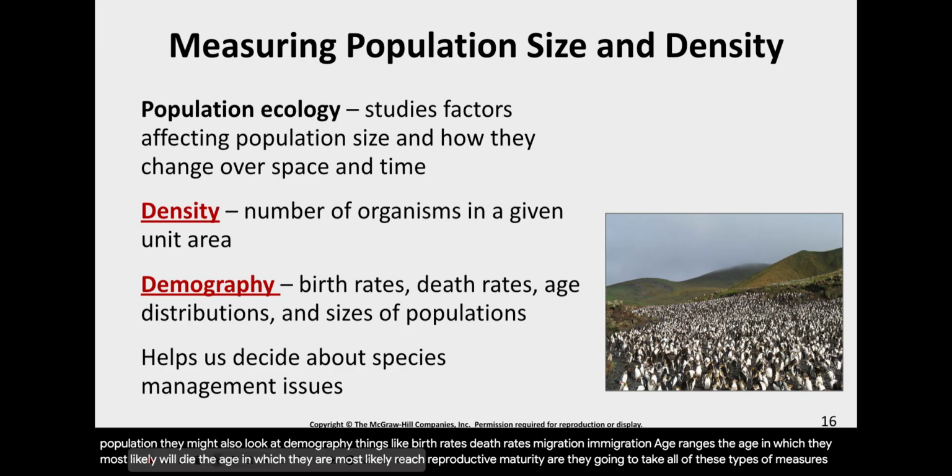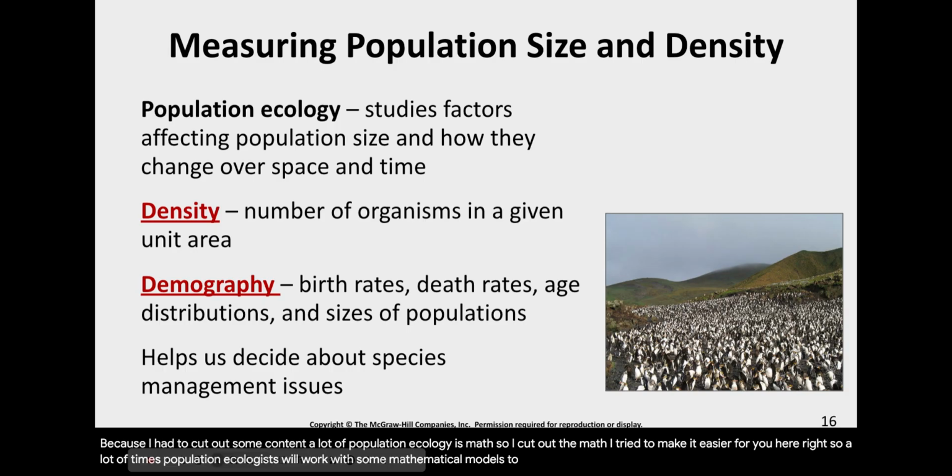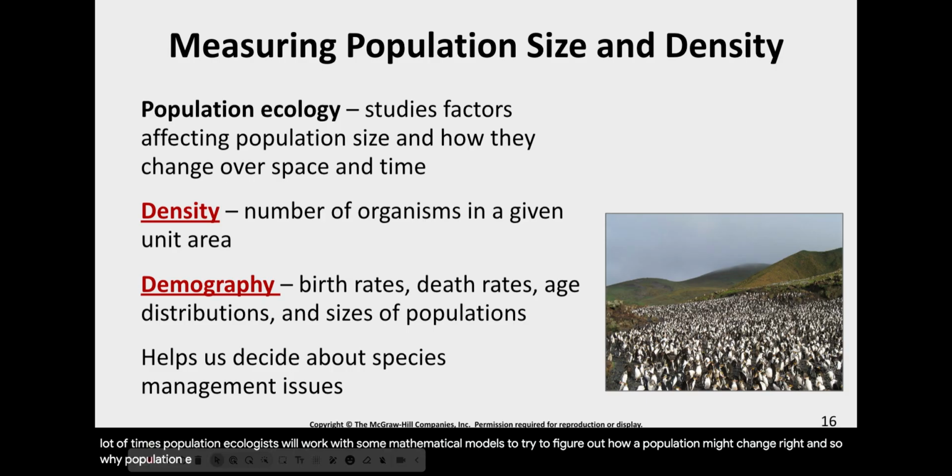And we're actually not going to talk about most of them because I had to cut out some content. A lot of population ecology is math, so I cut out the math. I tried to make it easier for you here. A lot of times population ecologists will work with mathematical models to try to figure out how a population might change. And why population ecology is so important is that it helps us decide about managing species.